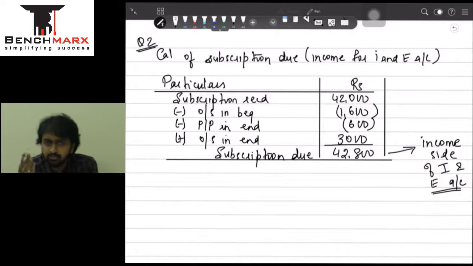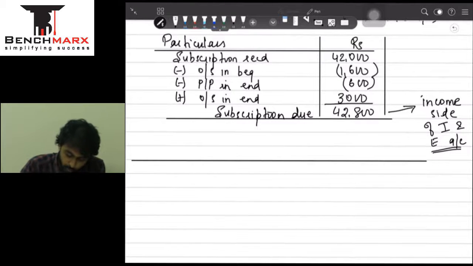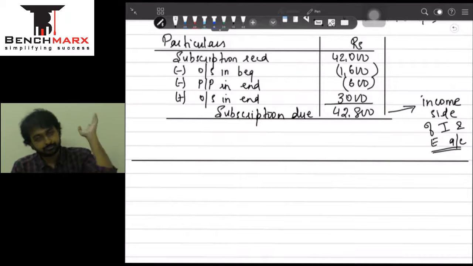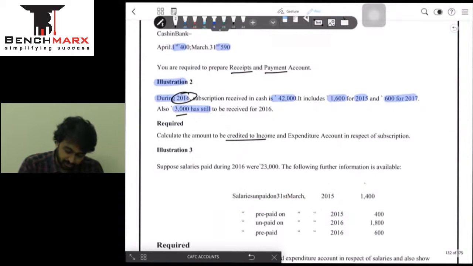But obviously all these things will be more clear when we actually do a question on final accounts of an entire NPO. So question one is gone, question number two is gone. Now time has come to solve question number three, and that will be the end of today's session. Okay, let us start question number three, please. Question number 3. Oh, cancel ho gaya, unfortunately.